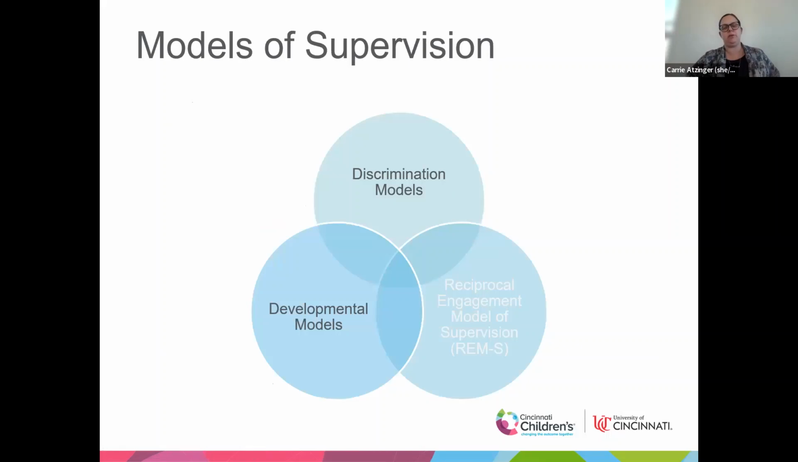I mentioned models of supervision, and I'm going to go through two of these fairly quickly. So the three that I talk about most often are discrimination models, developmental models, and then one called the reciprocal engagement model of supervision, which is gen ed counseling specific, and I'm not going to talk about today.